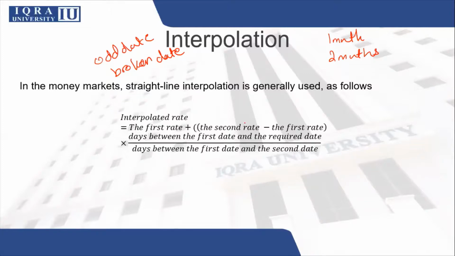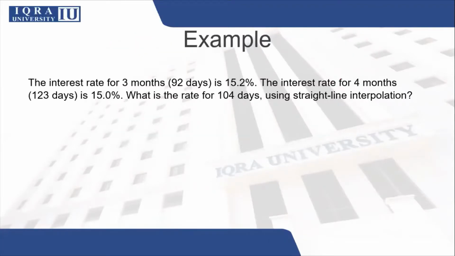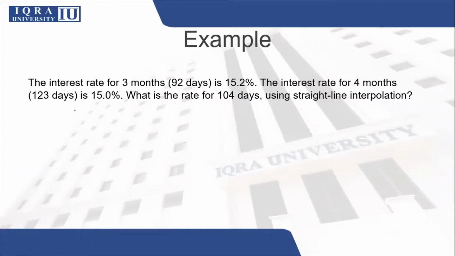The formula to do that is that you take the first rate plus the second rate minus the first rate, and multiply it by the days between the first date and the required date, and the days between the first date and the second date. We'll look at an example so that this is more clear. So the interest rate for 3 months, 92 days, is 15.2%. So you have the 3 months rate, which is for 92 days, 15.2%. The interest rate for the 4 months.